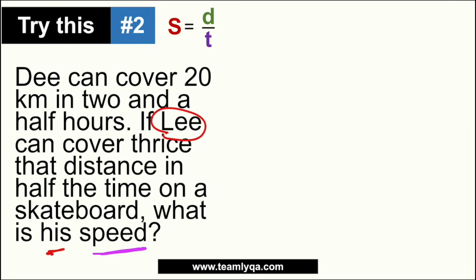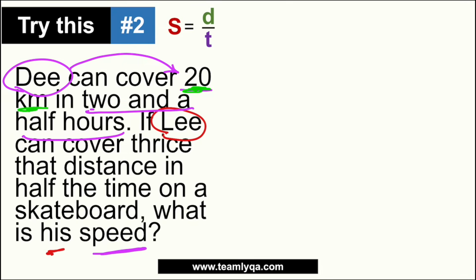So, itong his na yan, si Lee ang pinag-uusapan. Hindi natin makukuha agad yung sagot if you're going to use yung kay D lang. We will have to derive or we will have to get kung ano yung numbers ni Lee. Depende dun sa nakalagay kay D. Now, ang sabi, si D daw, kaya niya ang 20 kilometers. So, yun yung kanyang distance. And ang kanyang time ay 2.5 hours.